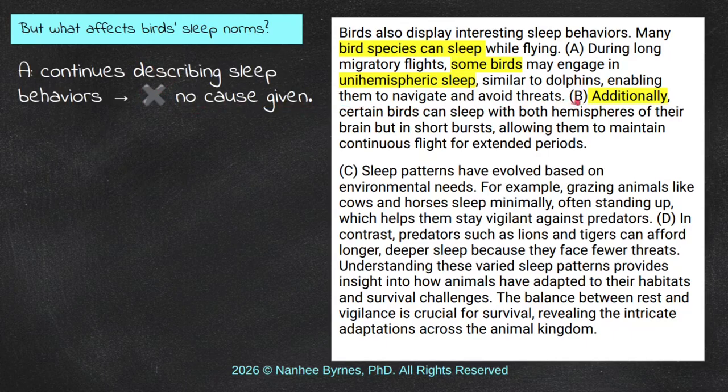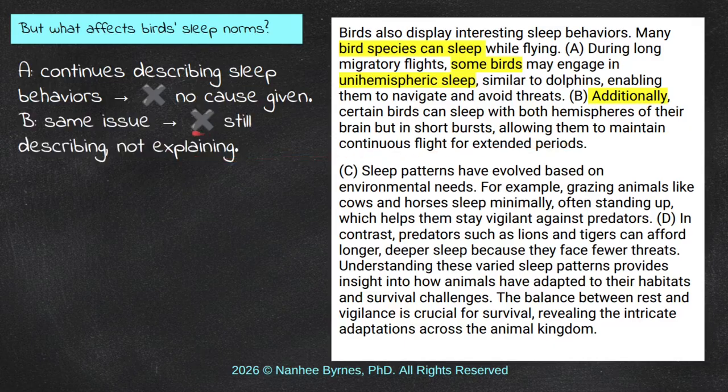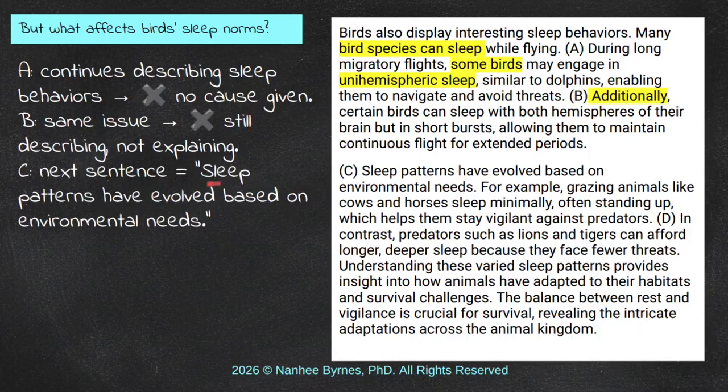What about B? Just like A, the sentences after B continue describing different bird sleep patterns. Again, there is no explanation of the cause, so B is not correct. Now look at C. The sentence after C says, "Sleep patterns have evolved based on environmental needs." That directly answers the question, what affects bird sleep norms? Environmental needs. This perfectly matches our expectation. The target sentence asks the question, and the very next sentence provides the answer, so C is the ideal location.